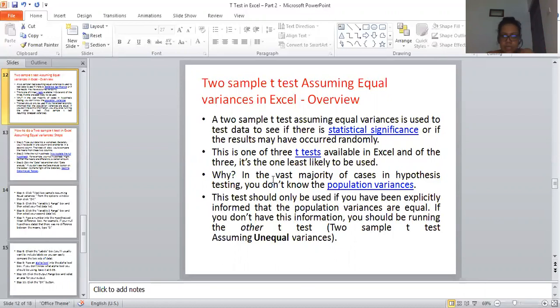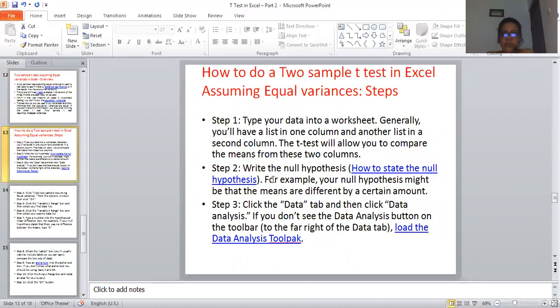Okay. We'll move on to how to do a two sample t-test in Excel assuming equal variances. With the previous t-test, where we looked at paired samples, we took the same subject studied in two different situations. But here we are going to look at two different samples, assuming that those two samples have equal variances.